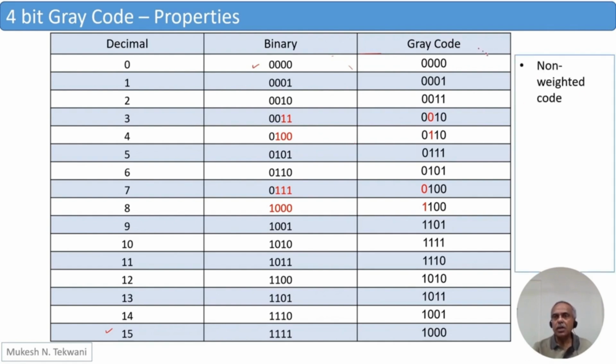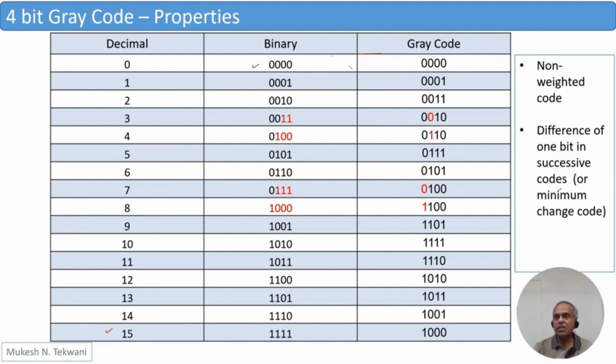First, we saw that Gray code is a non-weighted code. That means the position of the bits does not carry any significance or any weight. There is a difference of one bit in successive codes, or it's a minimum change code. Now let us understand what this particular point means, and to understand this we'll use the example from this table.